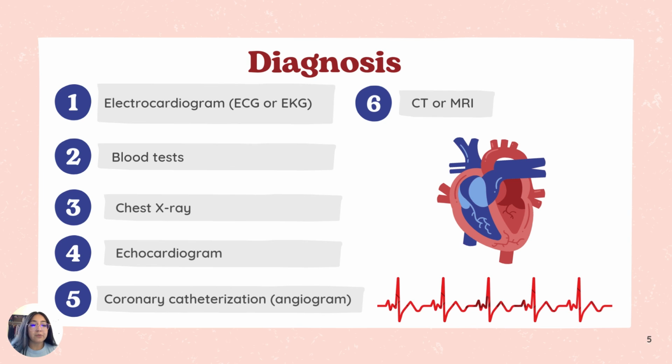Okay, and there are different ways to diagnose a myocardial infarction. For example, if a patient goes to the ER and presents with chest pain, they'll automatically do an electrocardiogram, which is an EKG or ECG. They will also run blood tests to see if the levels of troponin are elevated, which indicates a myocardial infarction. Also, a chest x ray, an echocardiogram, an angiogram, and then CT or MRI.